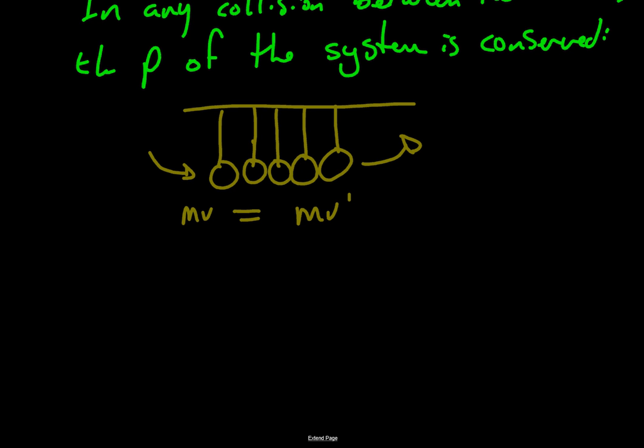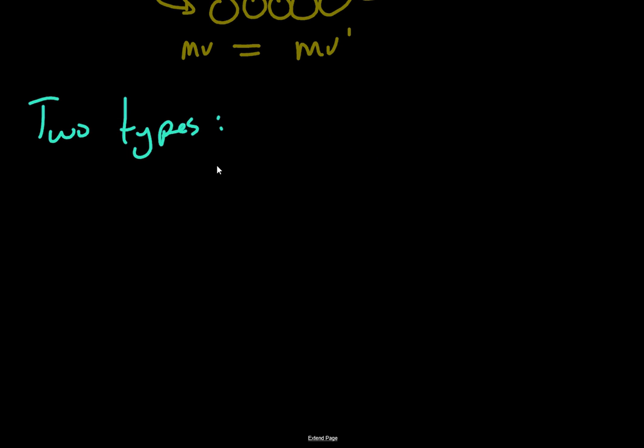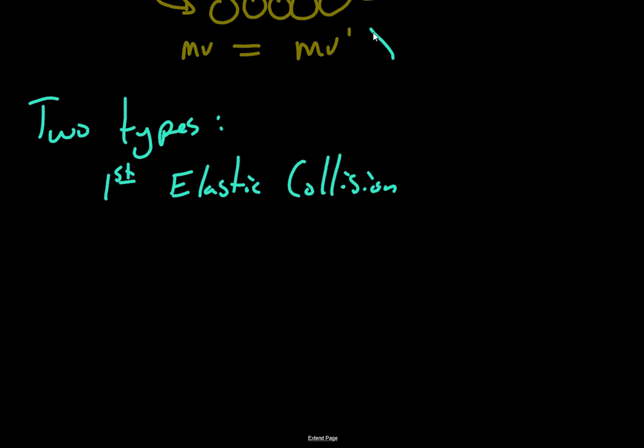We'll talk about it a little differently. We'll talk about two types of collision first, and then we'll talk about how we mathematically look at collision. So the first type is an elastic collision. This is when objects collide and bounce off each other, like the Newton's cradle. Newton's cradles are elastic collisions. There's bouncing.